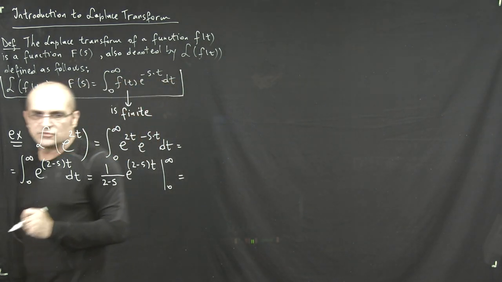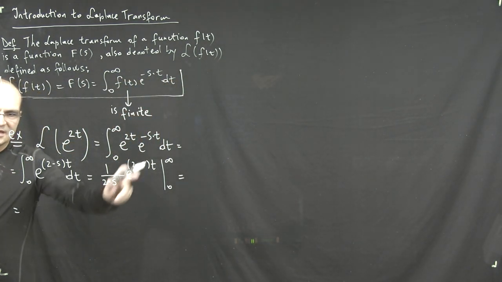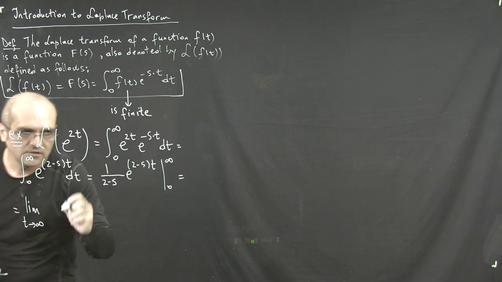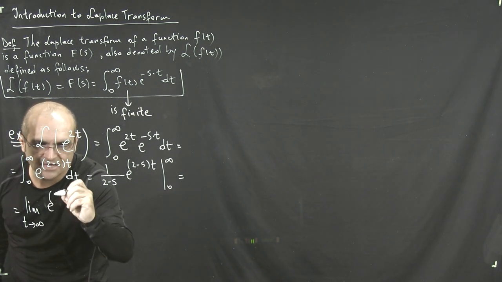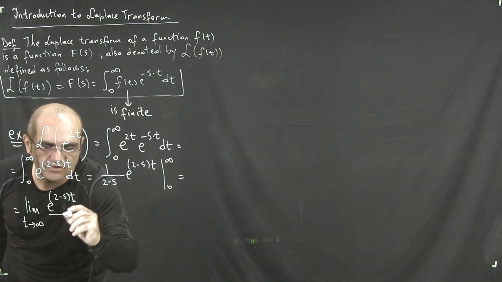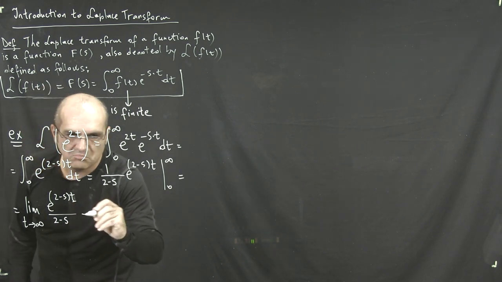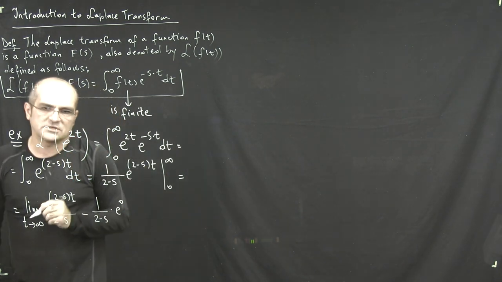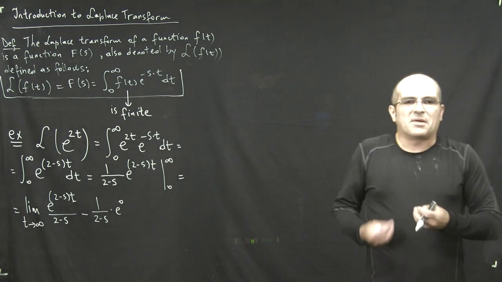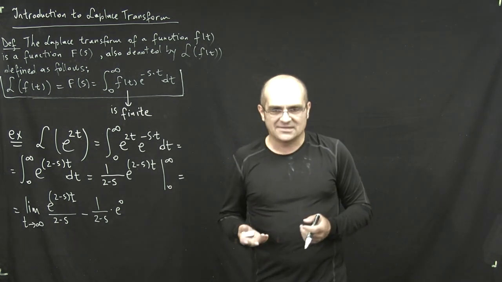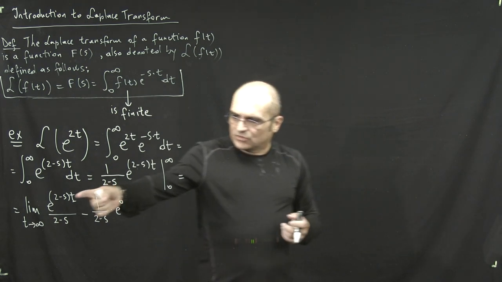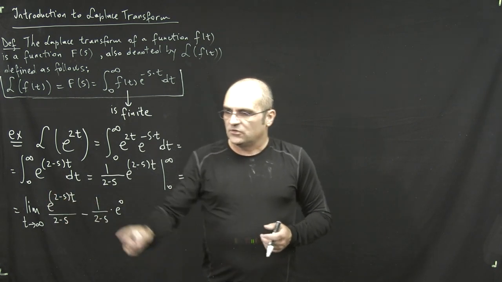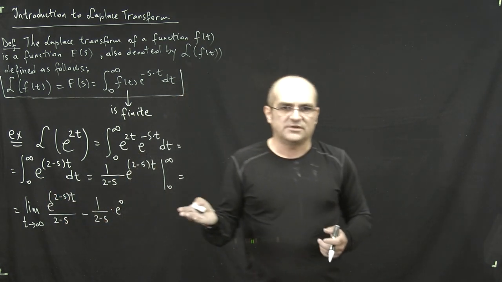Now remember, from calculus 2, this is an improper integral, so when you plug in infinity, what you really mean is taking the limit as t goes to infinity of e to the (2 minus s)t over 2 minus s, and then minus 1 over 2 minus s times e to the 0. When you plug in 0 for t, you get e to the 0. This is the part where you have to make some assumptions on s or on the function itself. Notice this is e to the t times a constant.